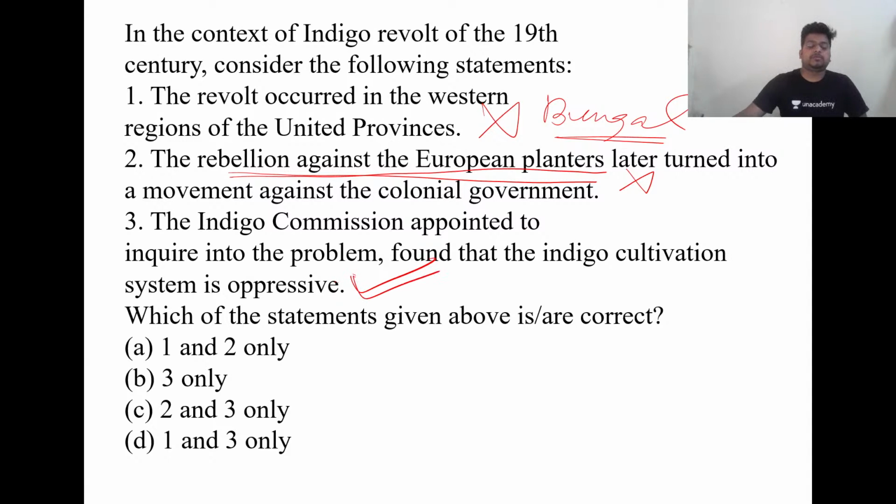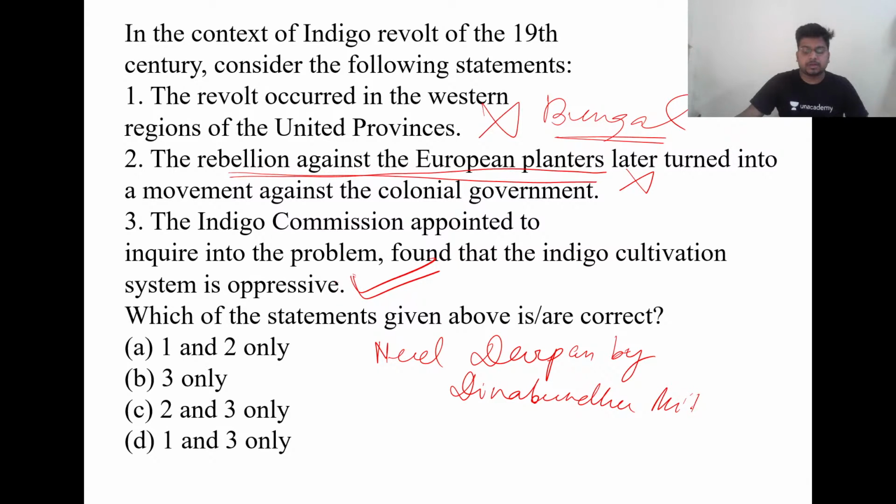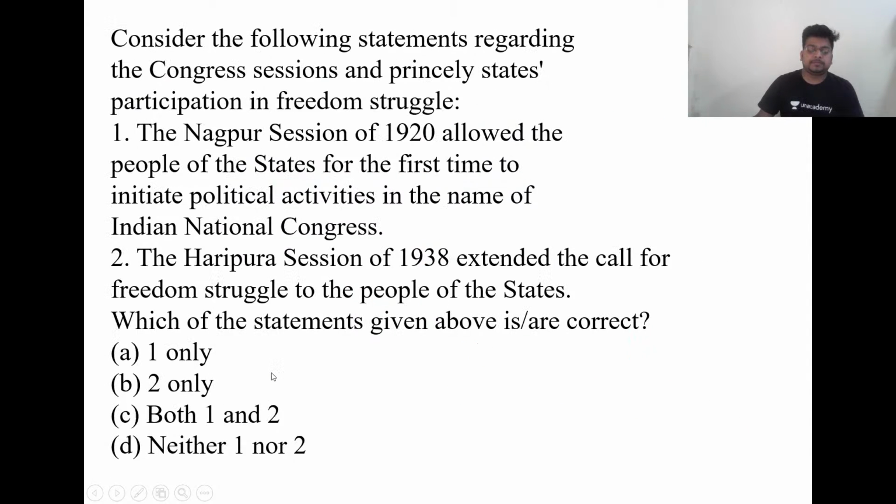Some associated information is that Dinbandhu Mitra wrote Neel Darpan, right? Neel Darpan by Dinbandhu Mitra. This explains the oppression by the indigo planters. So it started in Bengal. It was against the European indigo planters, and it was very much oppressive. These things are mentioned in Neel Darpan by Dinbandhu Mitra.